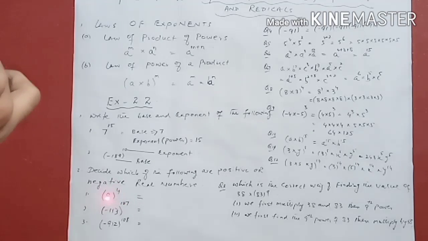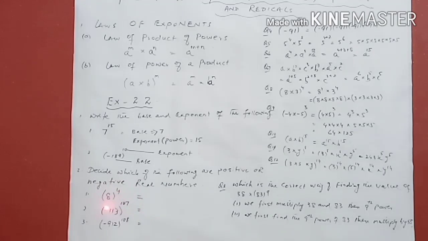Listen to me carefully. If any number, either negative or positive, has an even number as the exponent, 2, 4, 8, 16, divisible by 2, that always gives us a positive answer, a positive real number. Again I repeat, if any number, either a negative or positive term, contains an even exponent, it is always a positive real number.